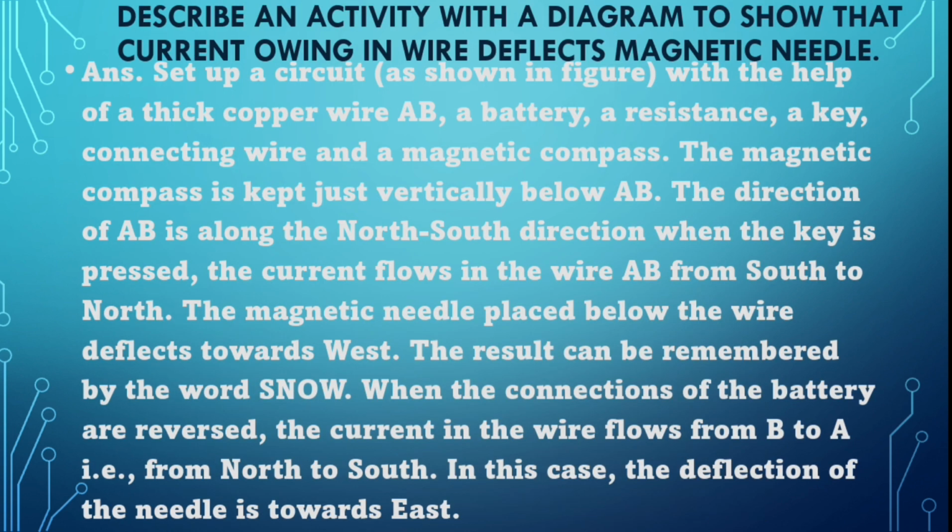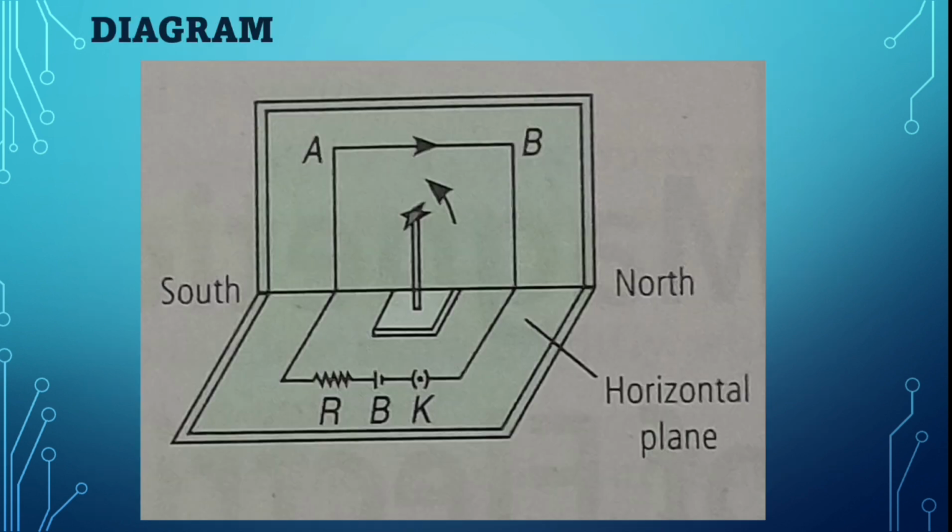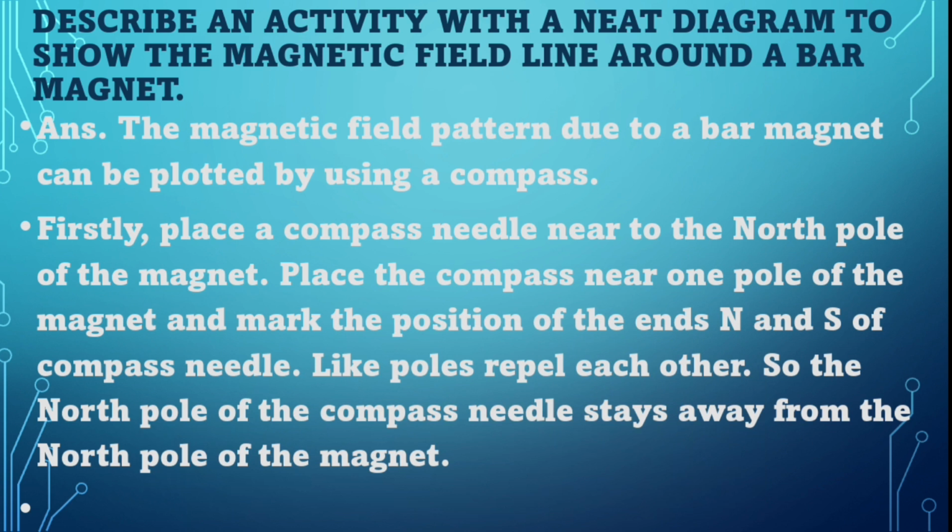When the key is pressed, the current flows in the wire AB from south to north. The magnetic needle placed below the wire deflects towards west. So the result can be remembered by the word SNOW. When the connections of the battery are reversed, the current in the wire flows from B to A, that is from north to south. In this case, the deflection of the needle is towards east. So all these things are clear in this diagram.